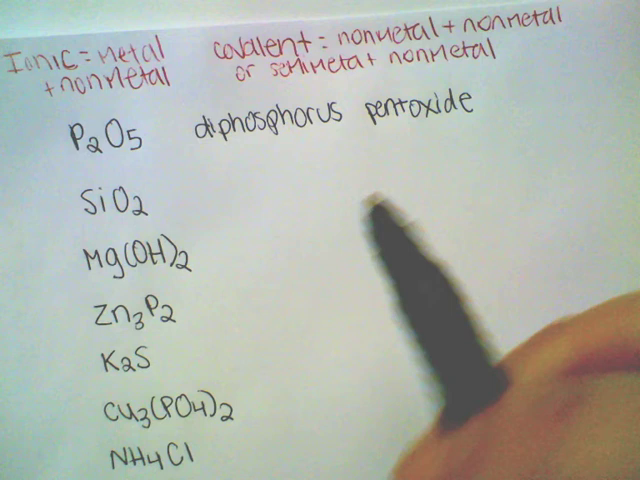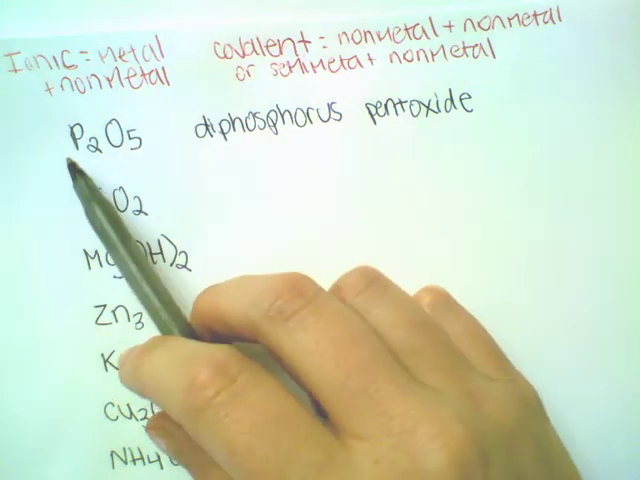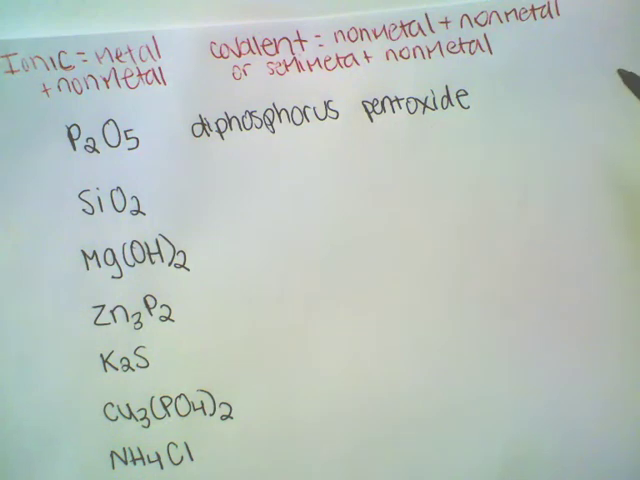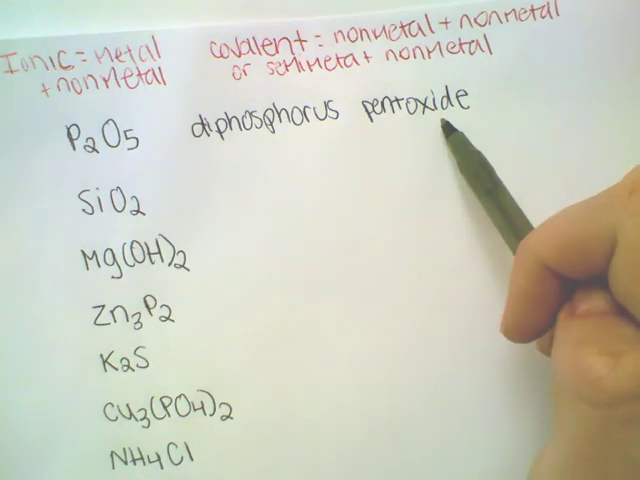This is what we consider a binary compound. There are only 2 different elements present. In all binary compounds, we end the second part of the name in IDE.